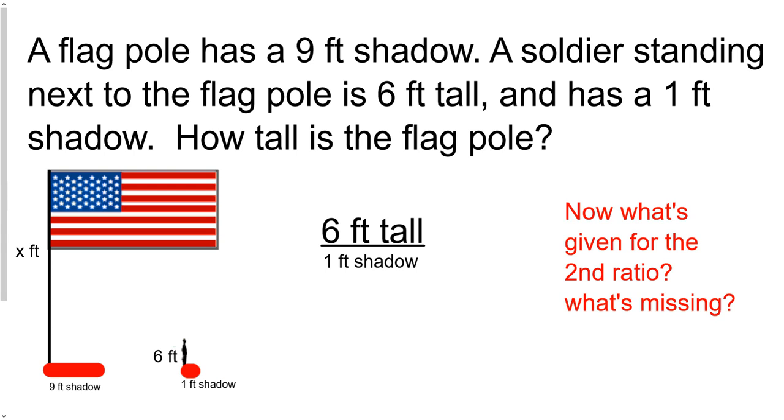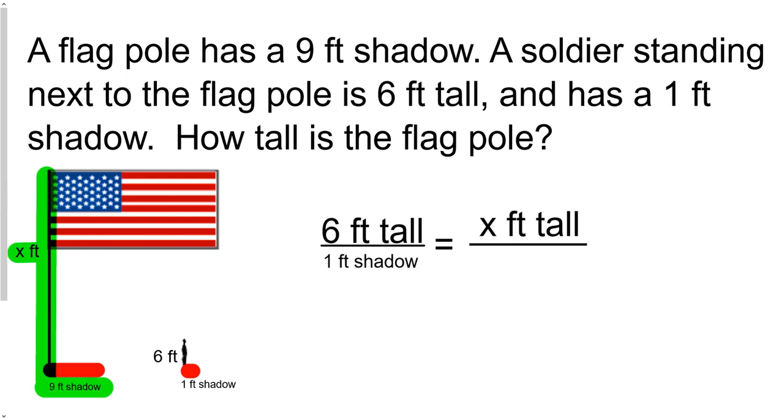Then if I come over and look at the flagpole, I know that one number's missing, but I've got the other, but we can still build a ratio. So since the soldier's height was on top, I'm going to put the flag's height on top, which is unknown, and that's the X. But the flagpole shadow would match up with the soldier's shadow, so we'd put that on bottom. And if you take a look here, the units are on the same level, are the same. So shadows on bottom here, shadows on bottom over here. Tall on top here, tall on top here. And now it's just a regular proportion when we go and solve.